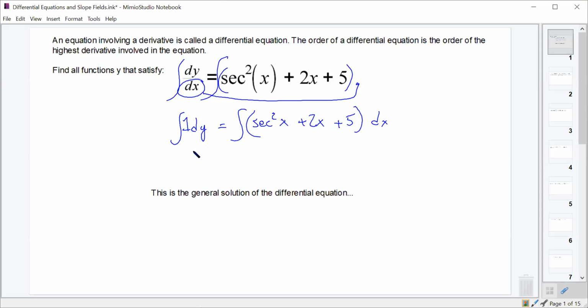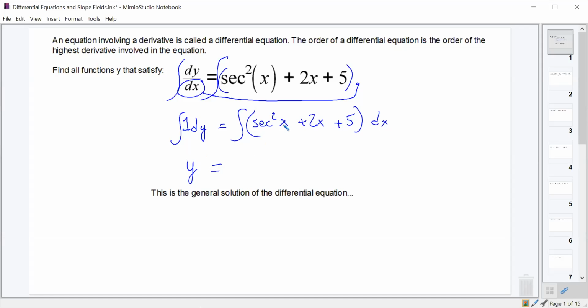Everybody's audio must not be working because you should all be very quickly and easily responding to that. What's the integral of 1 dy? Is it 1/2 dy squared? No. Is it just y? It's just y, right? The integral of 1 dx is just x, right? Or the integral of 5 dx is 5x. Well, the integral of 1 dy is y.